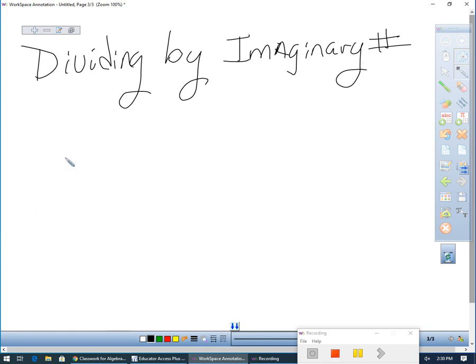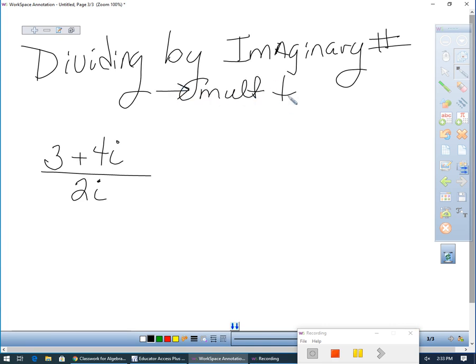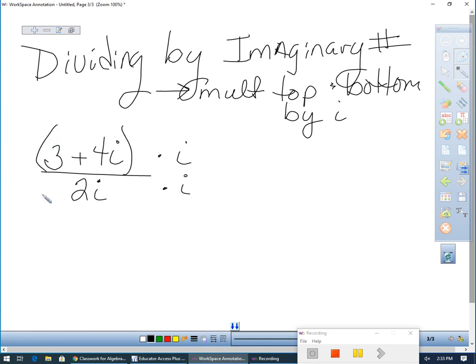So for example, let's say I have 3 plus 4i divided by 2i. Okay? Remember i is the square root of negative 1. So we cannot have a square root in our denominator. Alright? Which means we have to get rid of it. If you're dividing by a single term, you are going to multiply top and bottom by i. Alright? So, we're going to times both the top and bottom by i. Remember that top is grouped together.